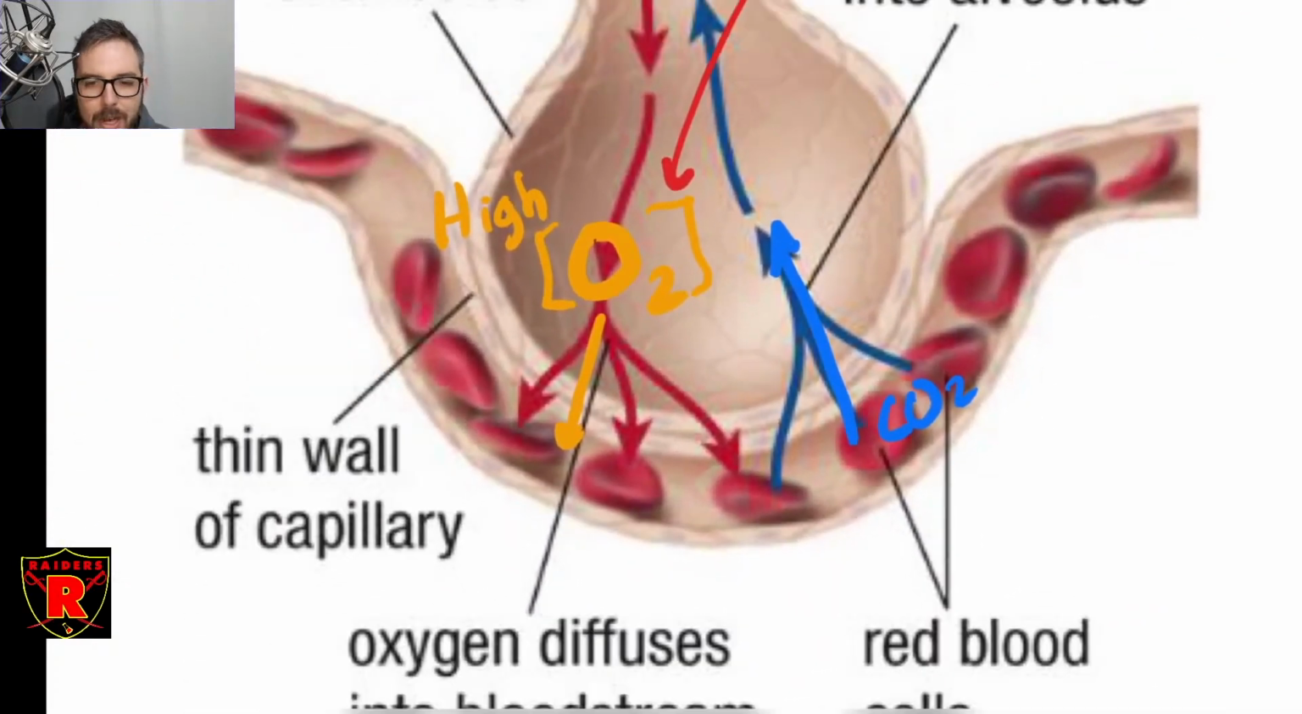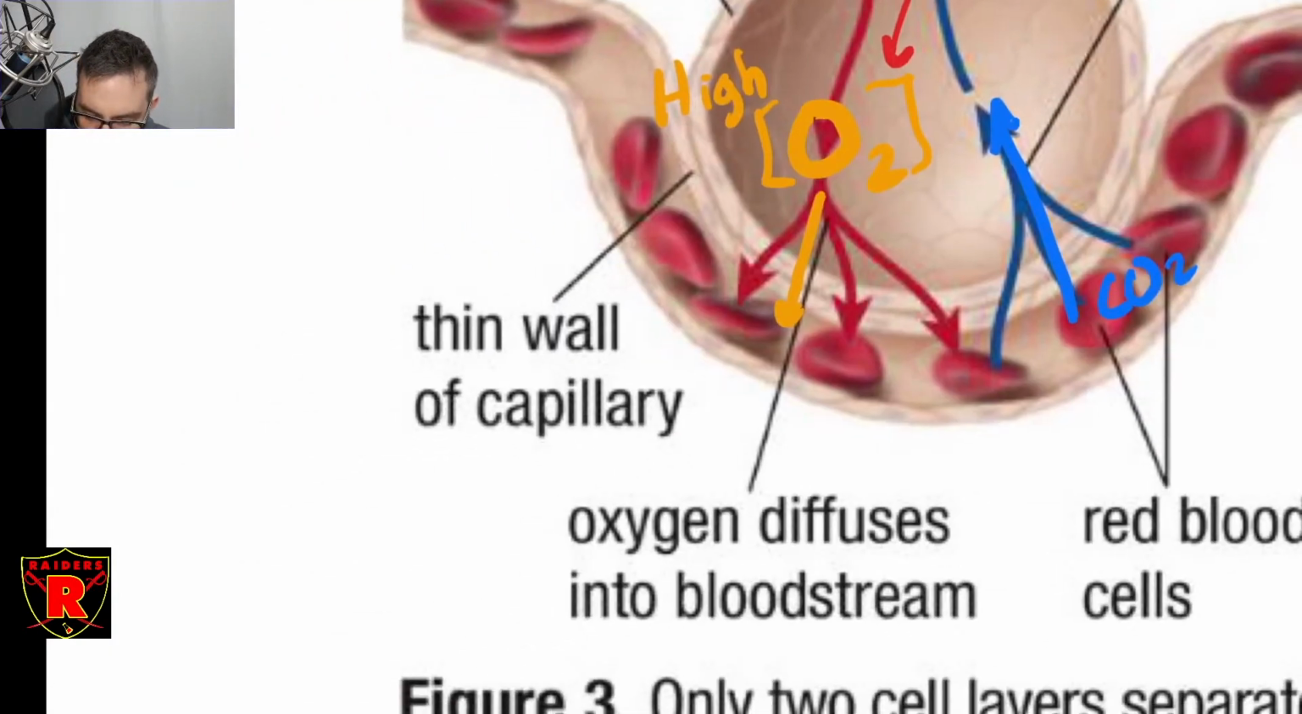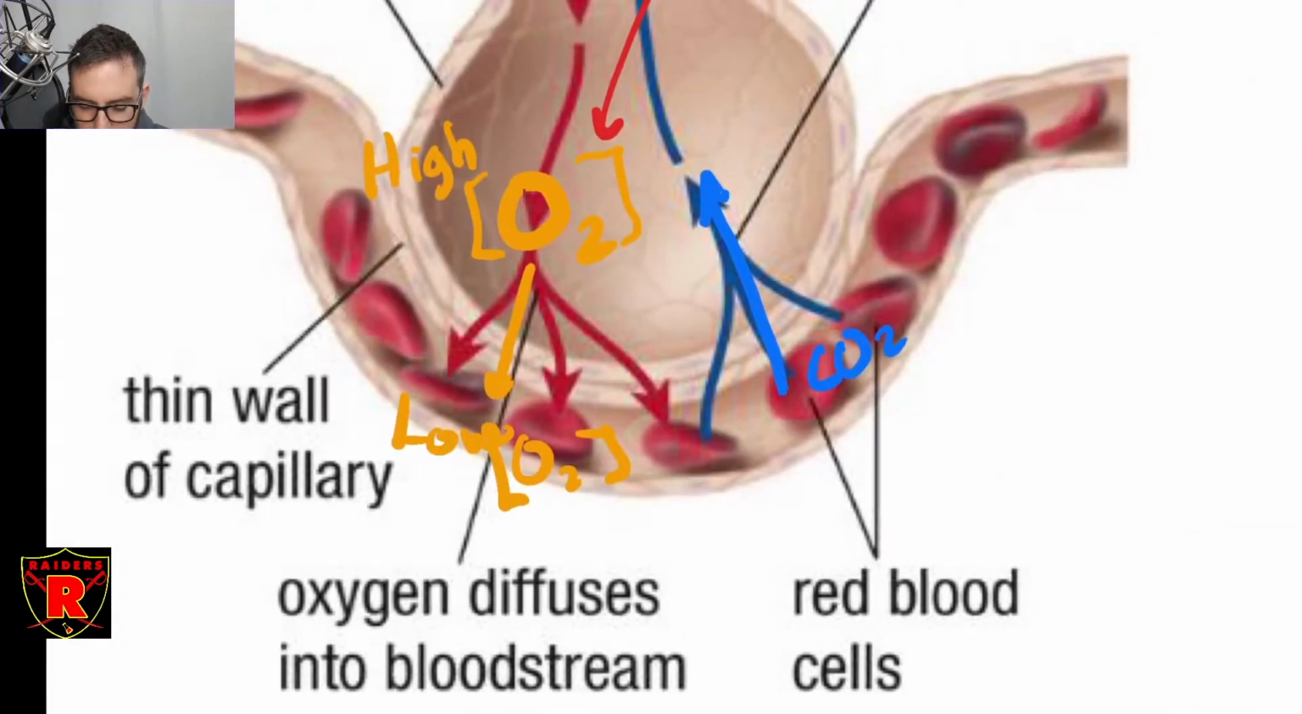So if there is a high concentration of oxygen in the alveoli, well, then the reason it's going into the blood is because we have a low concentration of O2 in the blood. And so you're going to have O2 moving from the alveoli into the capillary, just because of that concentration gradient, that difference in concentration between the two. It's always going to go from high concentration to low concentration.